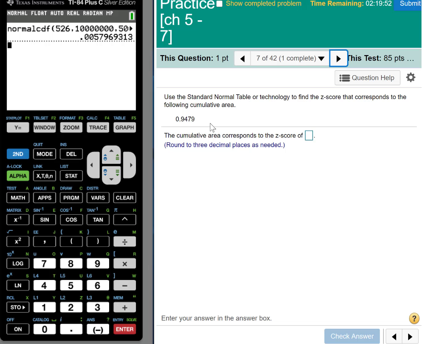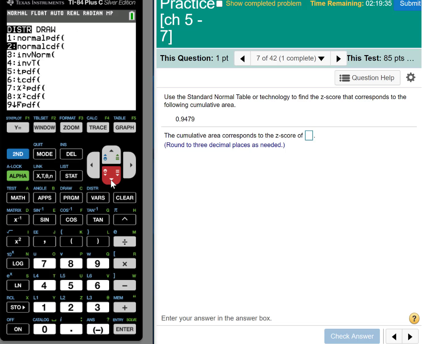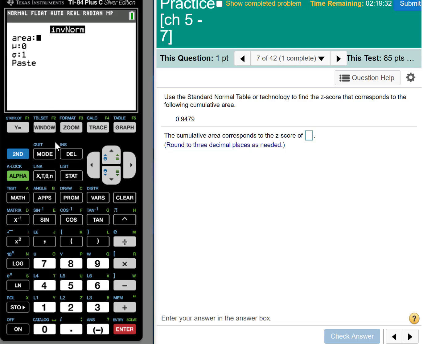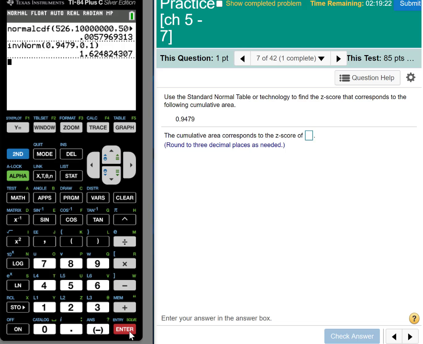Okay, use the standard normal table or technology to find the z-score that corresponds to the following cumulative area of 0.9479. If you have the area to the left, guys, finding the z-score is very easy. Look how you do it. You go to second, distribute, it's inverse norm. You put the area, which is 0.9479, enter 0.1, and here's the z-score. Every time you have a question about the z-score, the mean is 0, standard deviation is 1.